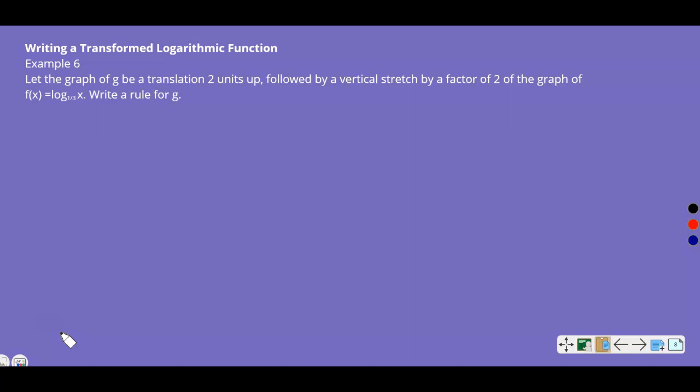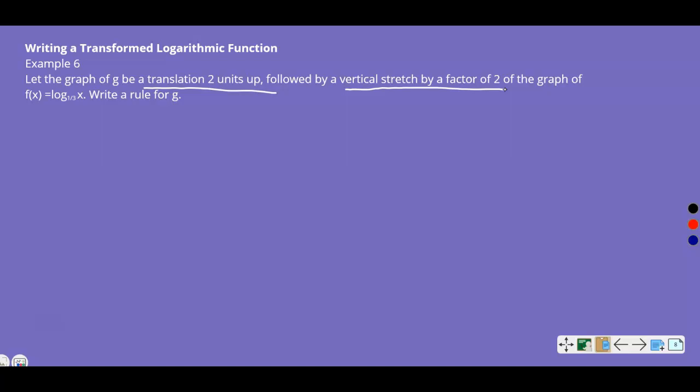So the first thing we can see is that it's going to be translated 2 units up. Vertical translation is on the end. There's no parentheses. Remember that. And then followed by a vertical stretch by a factor of 2. So the vertical stretch is going to be 2 multiplied in front of the original function. And that's what we have to do to change this function.